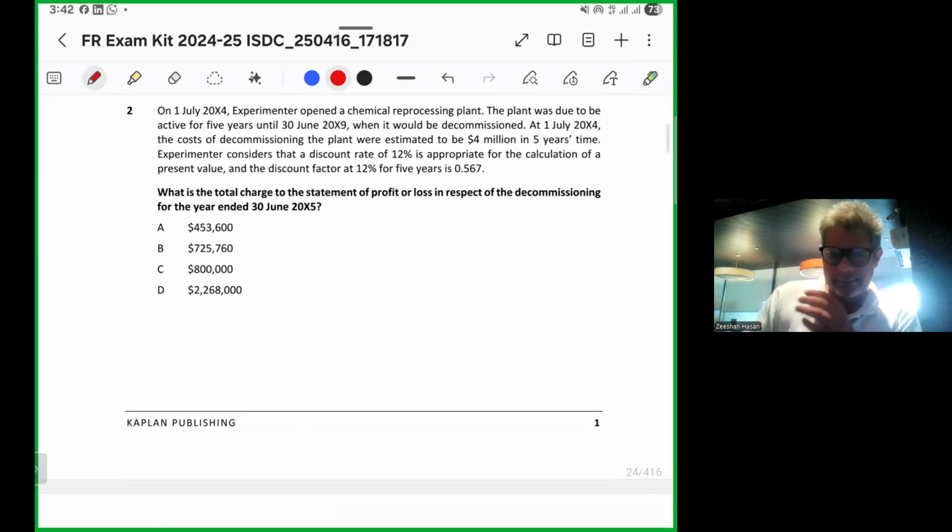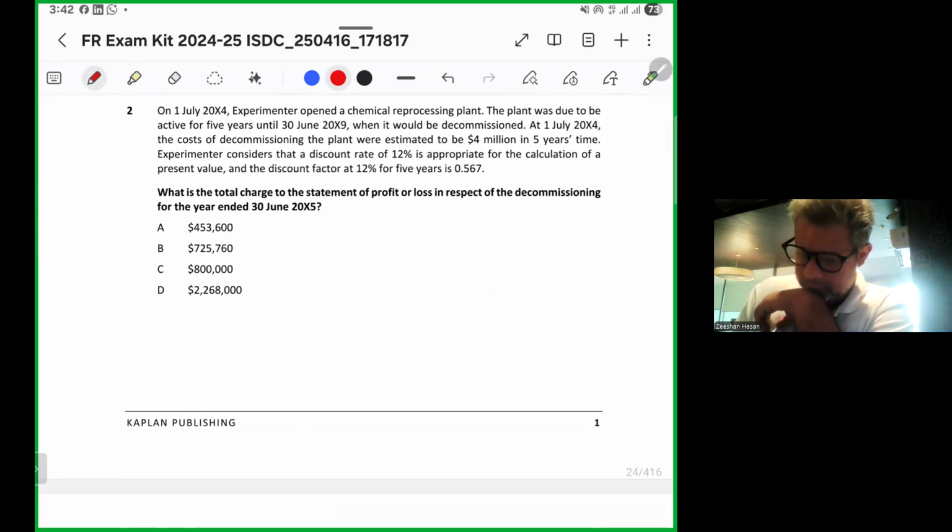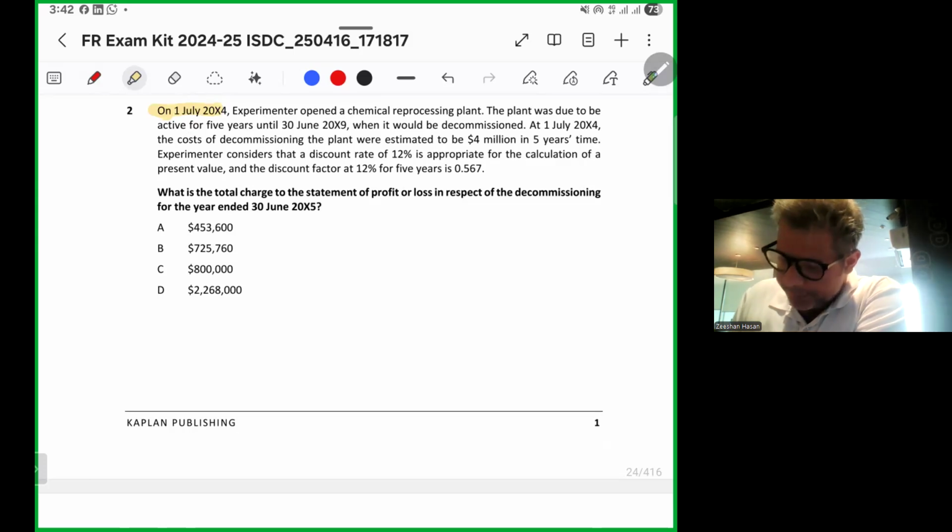On 1st July 2004, the entity opened a chemical reprocessing plant. The plant was due to be active for 5 years until 30th June 2009, when it would be decommissioned. At 1st July 2004, the cost of decommissioning the plant was estimated to be 4 million in 5 years' time.